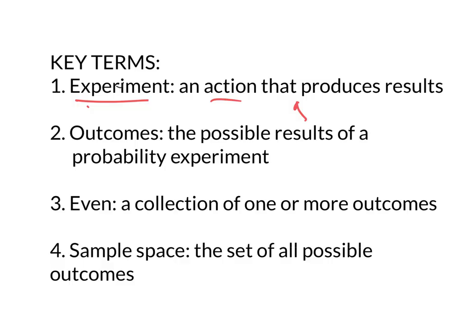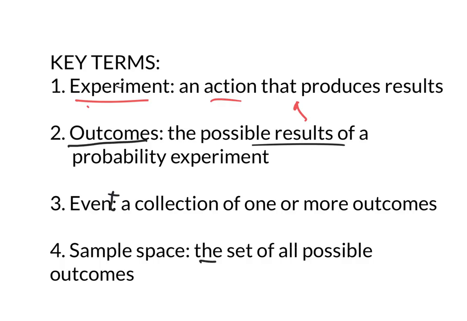I misspelled this one. This should be an event. An event is a collection of one or more outcomes. That's how we're going to describe it when we do probability. Probability of getting a heads. Okay, an event would be getting tails or getting heads when you flip a coin, or getting a 3 when you roll a die. The difference between outcomes and events is that outcomes are all the possible results.